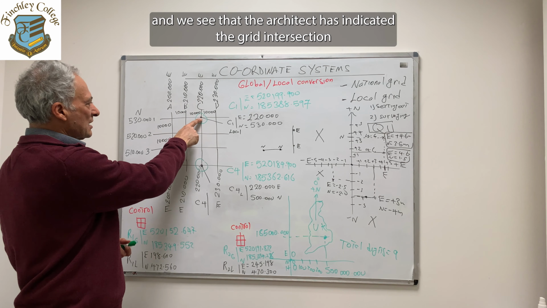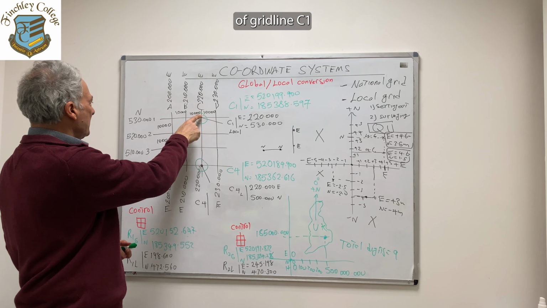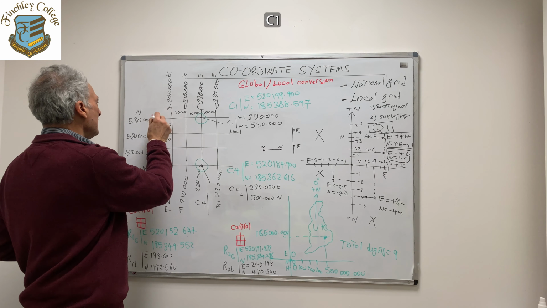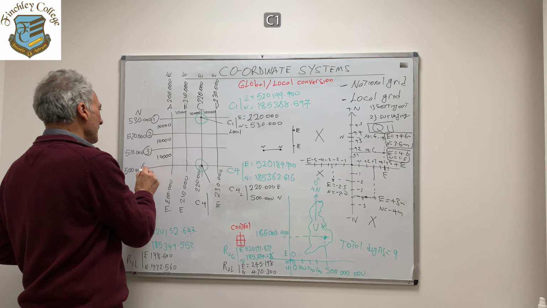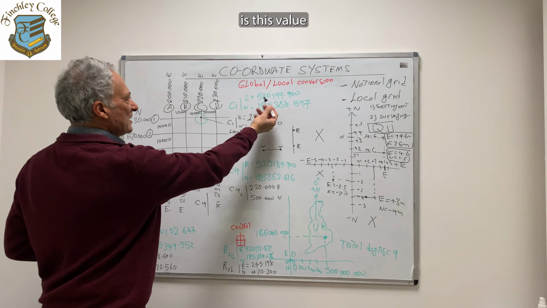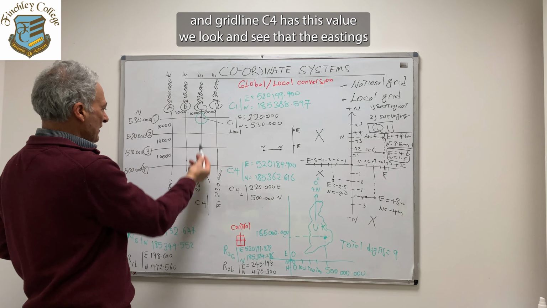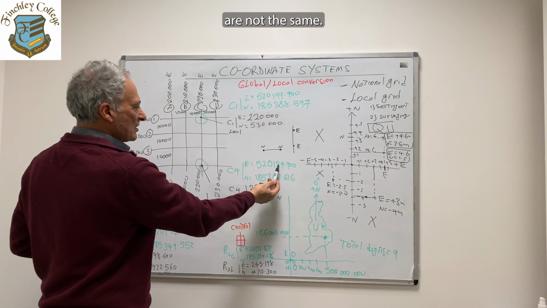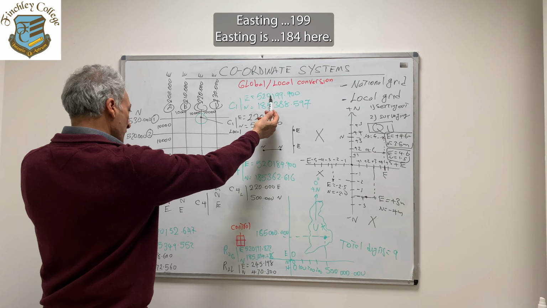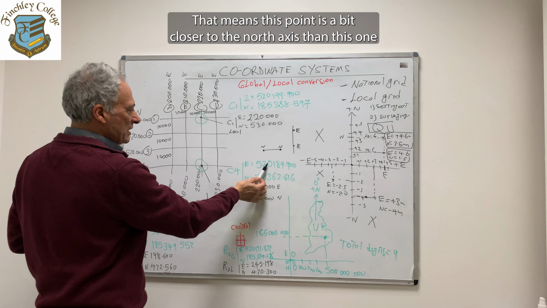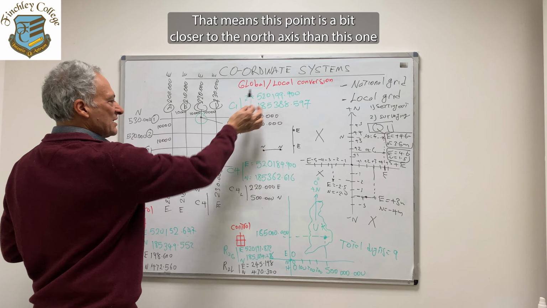has indicated the grid intersection of grid line C1 is this value, and grid line C4 has this value. We look and see that the eastings are not the same. Easting is 199, easting is 184 here. That means this point is a bit closer to the axis than this one.